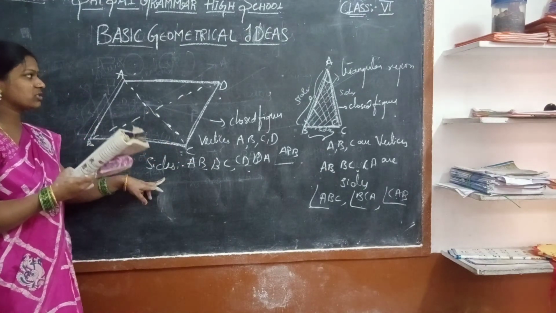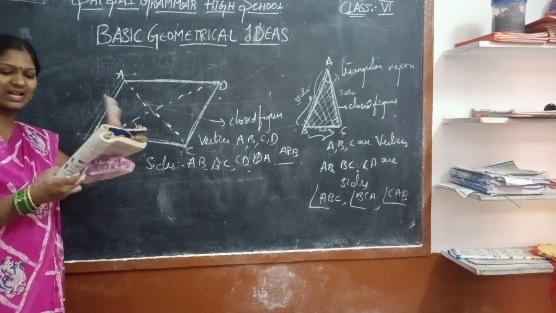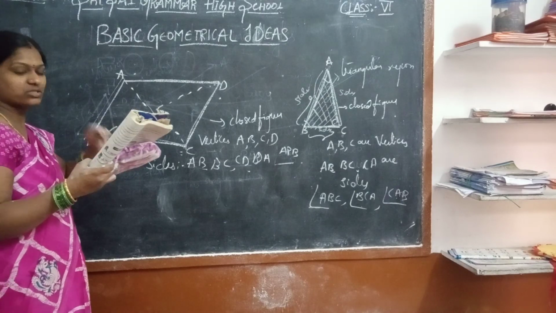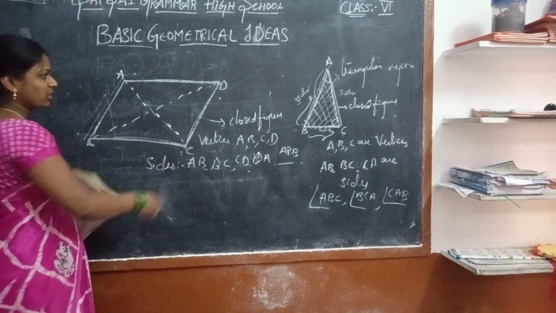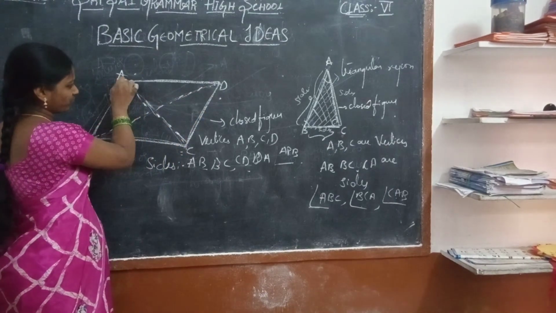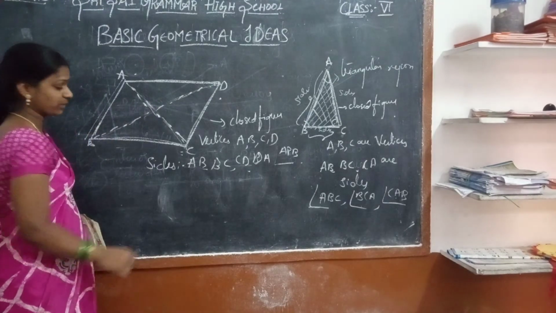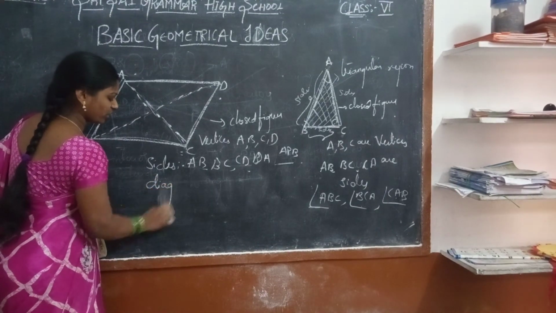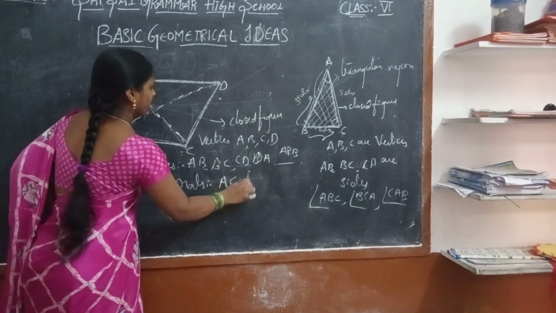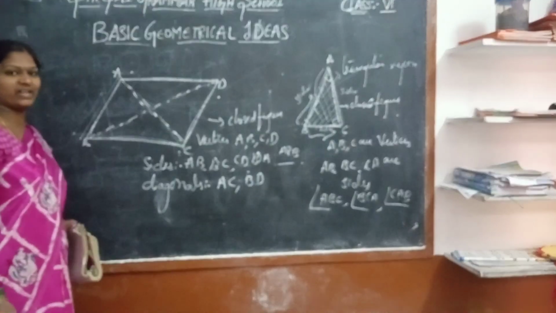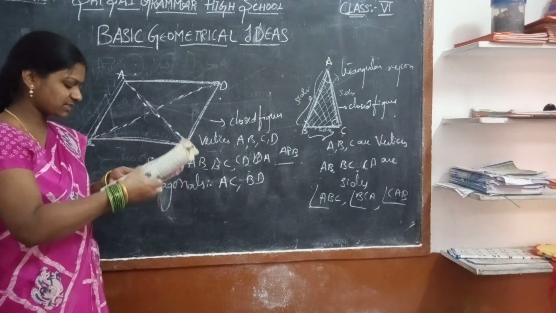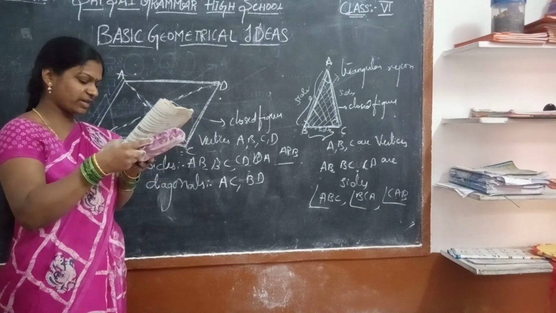In this also, we have 4 sides, 4 angles, 4 vertices, and also 2 diagonals. Here, if you see, these dotted lines are cutting from A to C and also B to D. We call them diagonals. AC and BD are the 2 diagonals.